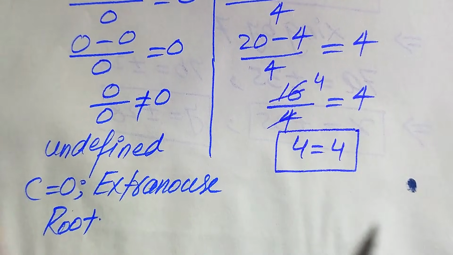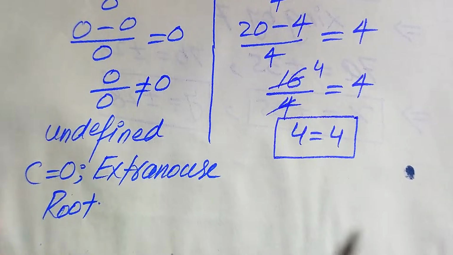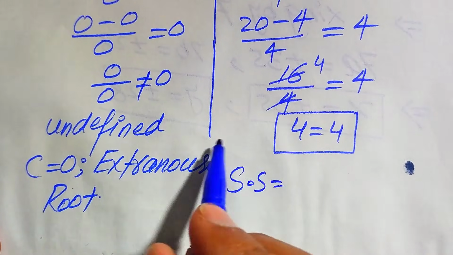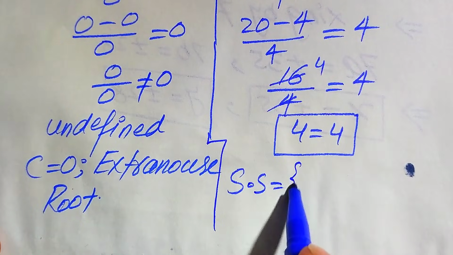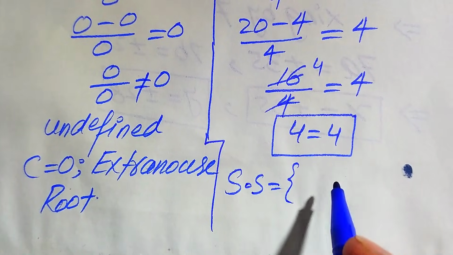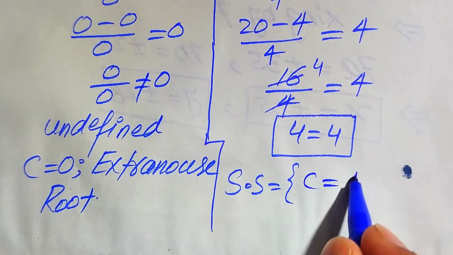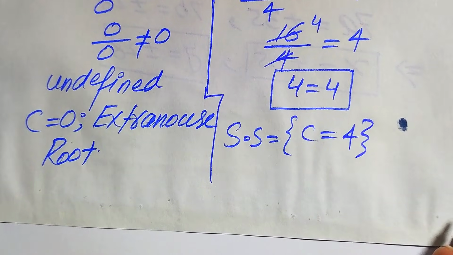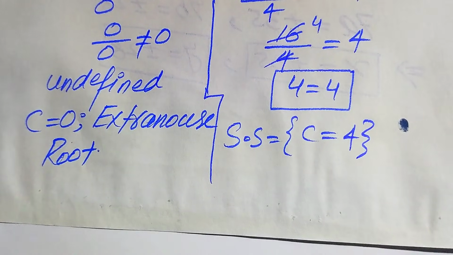This means that both sides are equal, and we conclude that the value of c equals to 4 satisfies our given question statement. We finally conclude that the solution set of this problem is c equals to 4. This is the only solution of the given equation which we get in the first method. Now in the next step we solve this problem again using the second method.